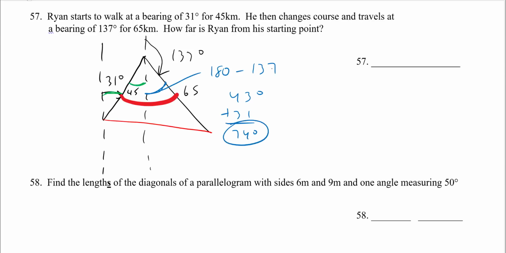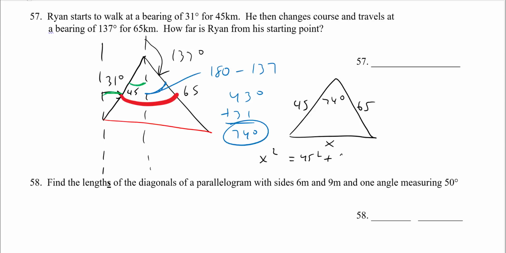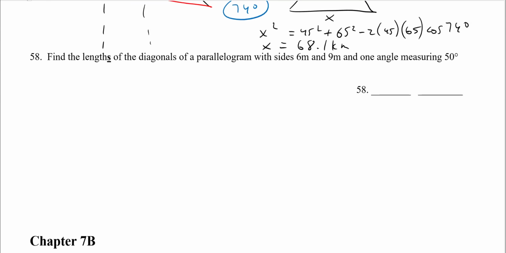Okay, and then if I would draw the picture here, math fans, I would get 74 degrees, and this would be 45 kilometers, and this is 65 kilometers. So we're definitely using law of cosines. We're looking for this x. So x squared is equal to 45 squared plus 65 squared minus 2 times 45 times 65 times cosine of 74 degrees. Don't forget to take the square root, and x comes out to be 68.1 kilometers.